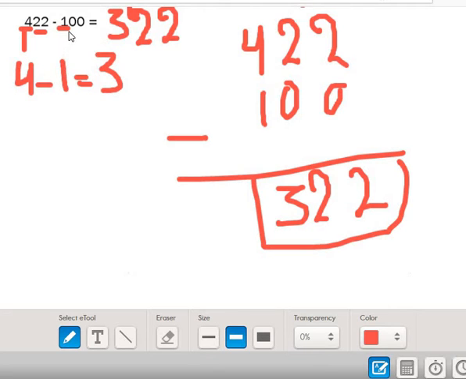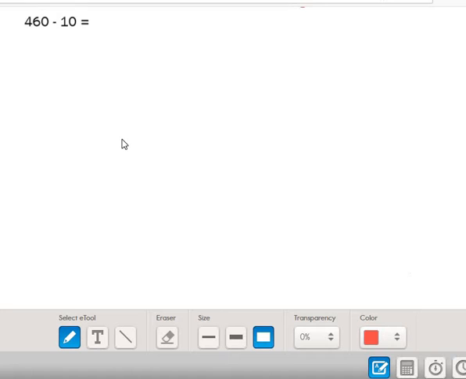But what if we would like to subtract 10 from such a number? How can we do that? Let's take another example. If we have 460 minus 10, how can we subtract this number? Now, observe that we don't have a hundreds digit here. So we cannot use the basic fact that says 4 minus 1, because this is a hundreds digit and this is a tens digit. So we cannot subtract them. Since this is a tens digit, we have to subtract 6 minus 1, not 4.